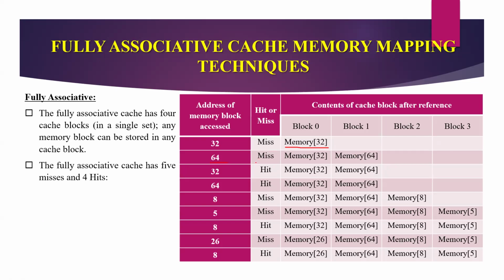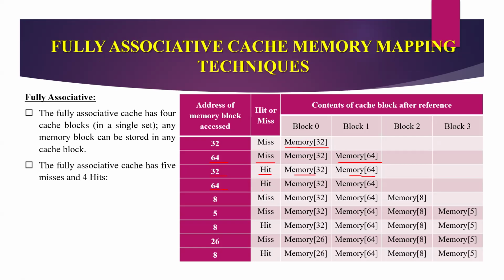The memory block address 64 is not available in the cache, so it is a miss. In block 0 we have memory 32 and the remaining three blocks are free, so you can store memory 64 in block 1 of the cache. Then again the memory block address is 32, but it is already available in block 0 of the cache. So it is a hit. In block 0 we have memory 32, and in block 1 we have memory 64.